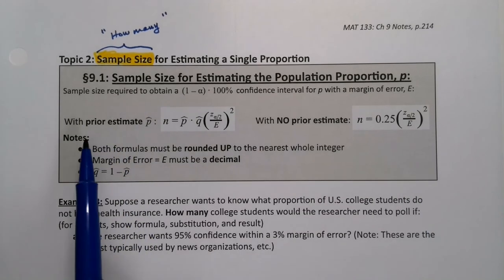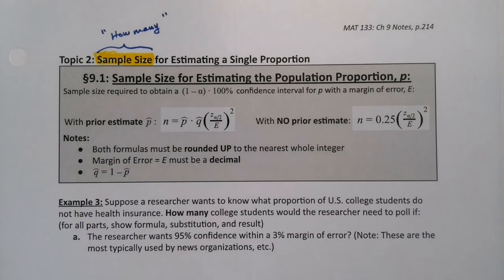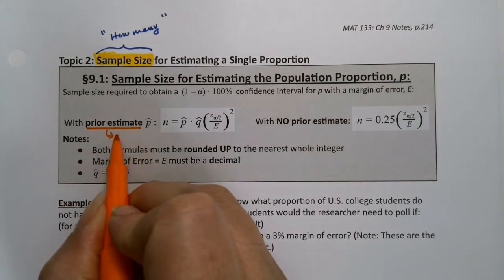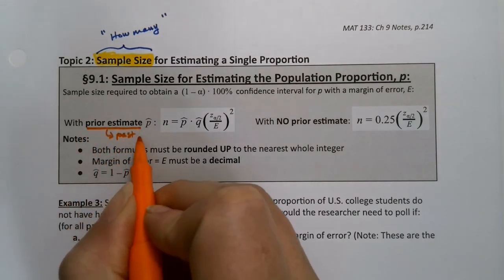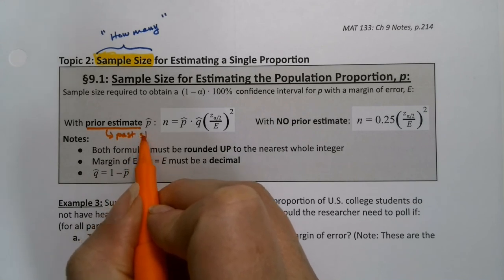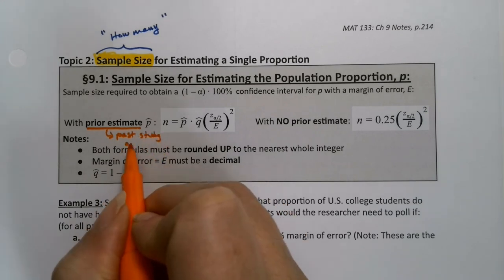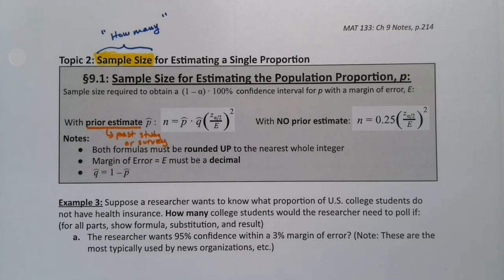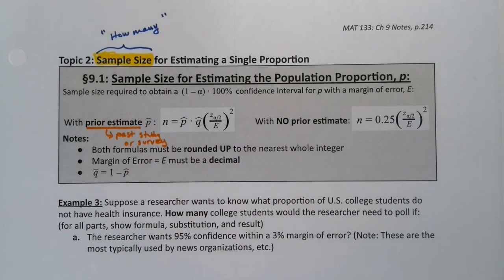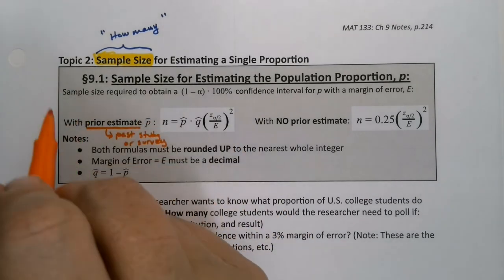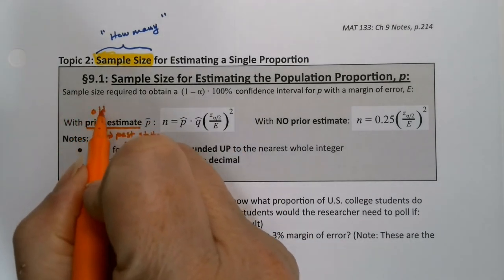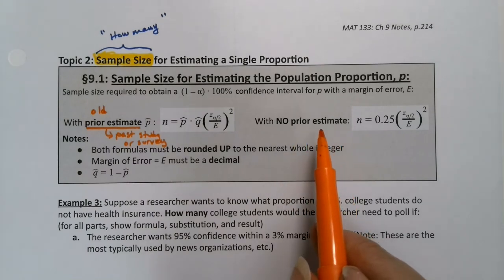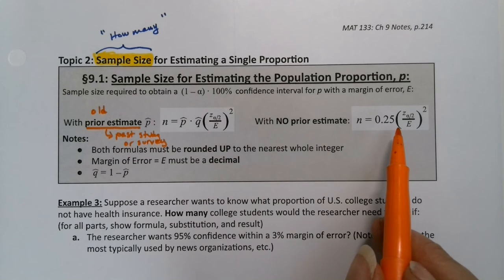Now, when you have a prior estimate, what does that mean? That means that you have some past study or past survey that had a p hat from it. So you have some old data, right? So prior means from the past, so old, right? And if you don't have a prior estimate, if you've never done a study on this topic before, then you would use this formula right here.